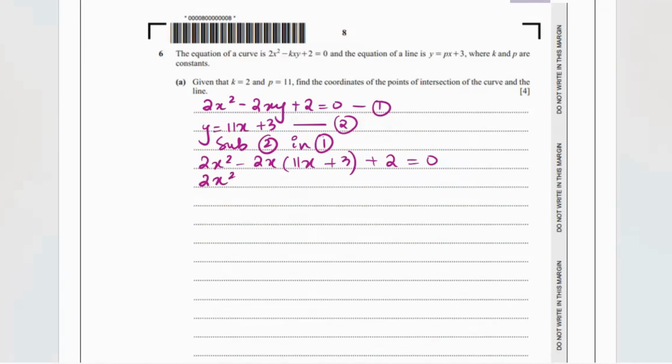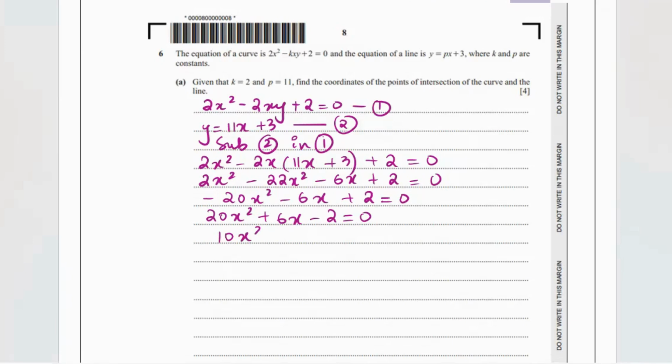So 2x squared minus 22x squared minus 6x plus 2 equals 0. Negative 20x squared minus 6x plus 2 equals 0. I'm going to divide all of them by -1 to make the x squared positive. So that's going to be 20x squared plus 6x minus 2 equals 0. We can simplify this by dividing everything by 2. So that's going to be 10x squared plus 3x minus 1.